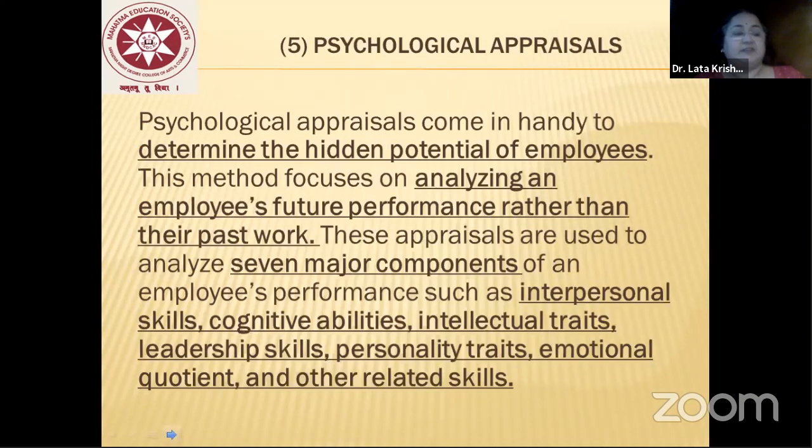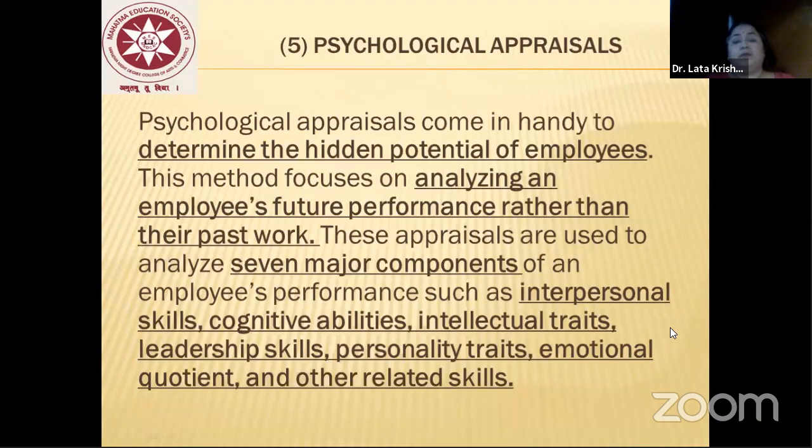psychological appraisals. This is the fifth method of performance appraisal. This particular performance appraisal method is basically to understand the potential of an employee, to find out his hidden potential, that he's capable of a higher order job, and whether he can take on roles of leadership. It is not judging him on what he's doing now, but it is to find out his hidden potential. This method focuses on analyzing an employee's future performance rather than their present work.